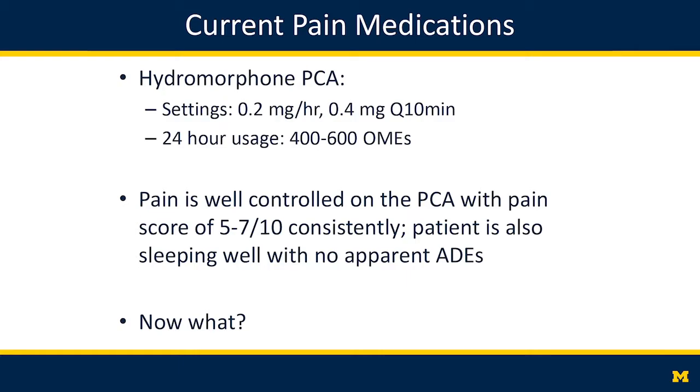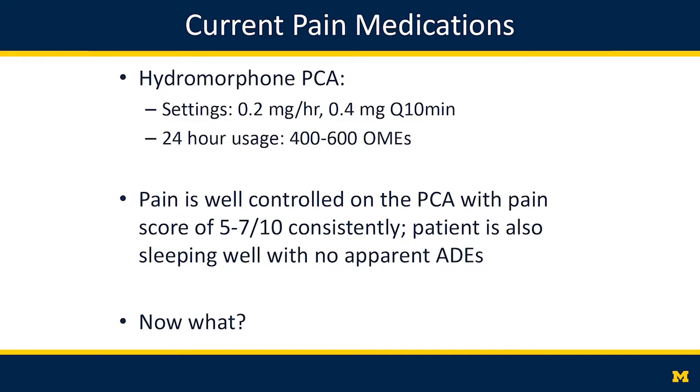Okay, so let's jump back into it. This is what he was started on by the primary medical team before our service got involved. He was put on a Dilaudid PCA. He was using oxycodone at home around the clock and long acting. He was given 0.2 an hour of a continuous rate, 0.4 every 10 minutes. And over a couple day period, he was ranging between 400 to 600 oral morphine equivalents on his PCA.